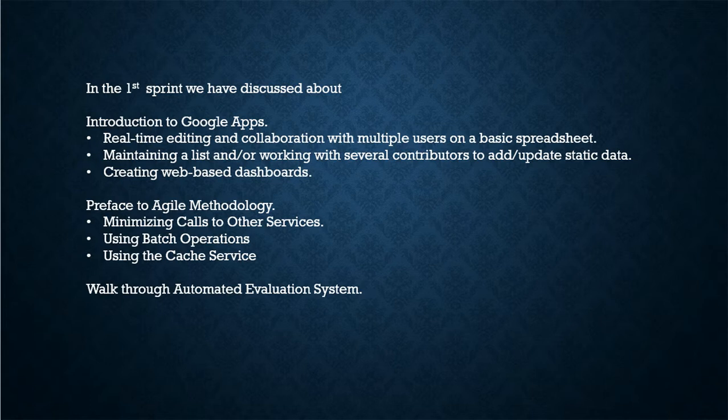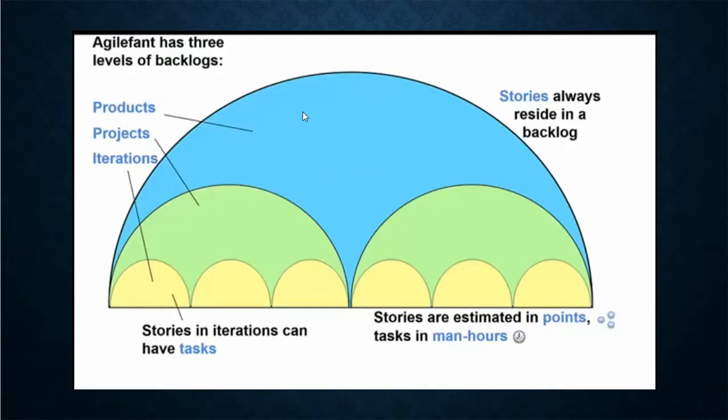we have chosen our project management tool as Agile Fant. Coming to Agile Fant, it has three levels of backlogs: product backlogs, which contain all the features, bugs, and ideas that can possibly be implemented. Under products, you can create projects. These contain those stories that can be considered necessary to get done in a certain time frame, for example, before the next version that is to be released for the project.